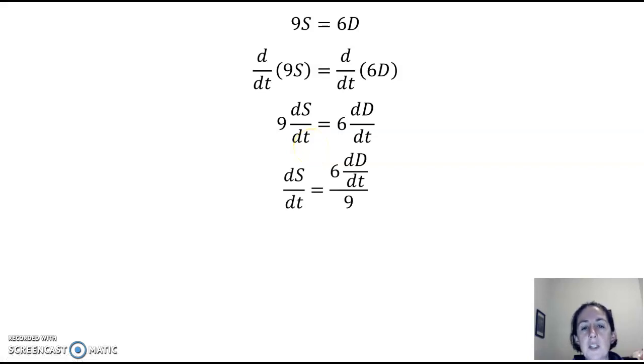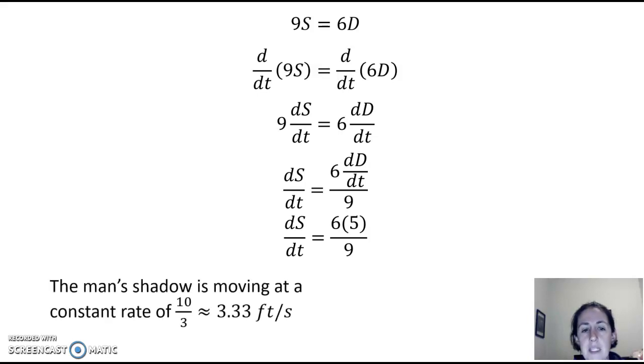I want to do this when I know that the rate at which the man is walking away from the lamppost was 5 feet per second. So when I do this out, I can see that the man's shadow is moving at a constant rate of about 10/3, which is about 3.3 feet per second. Let's do one more example.